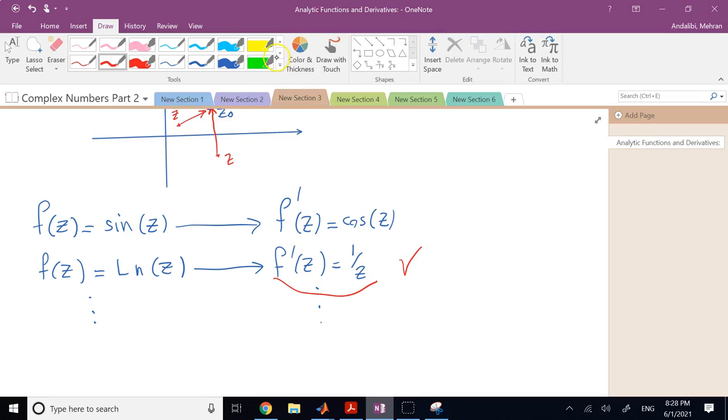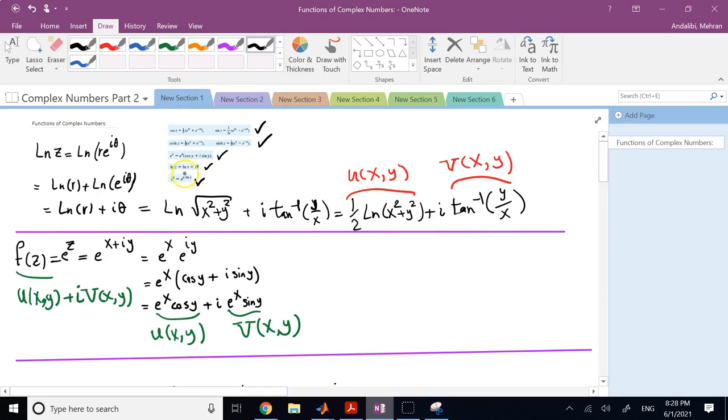So what can we do? So if you remember, the natural log of z is natural log of r plus I theta, or you can also write it as this guy that I wrote for you, correct? 1/2 natural log of x squared plus y squared plus I tangent inverse. So let's do that.